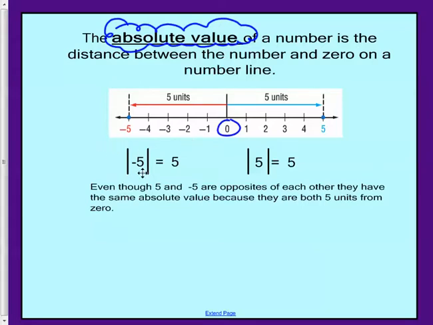So for example, negative 5, this is an absolute value sign, these two lines right here. So this is the absolute value of negative 5, which has a distance from 0 of 5 units. Same with positive 5. Its distance from 0 is also 5 units. Even though they're opposites of each other, they have the same absolute value. Okay, absolute value just means take the value of the number or its distance from 0.